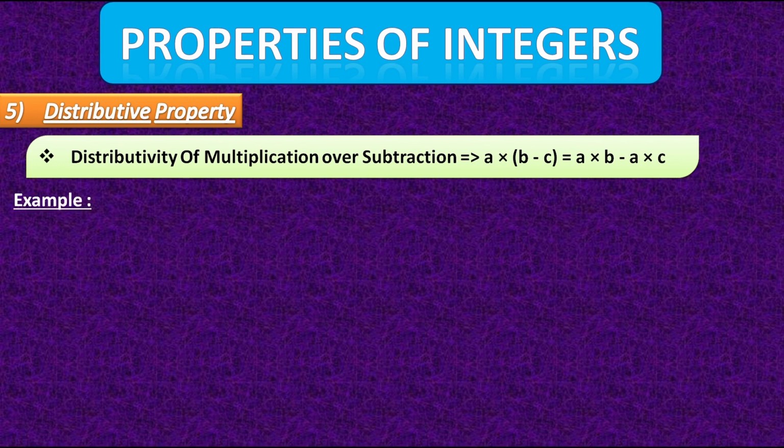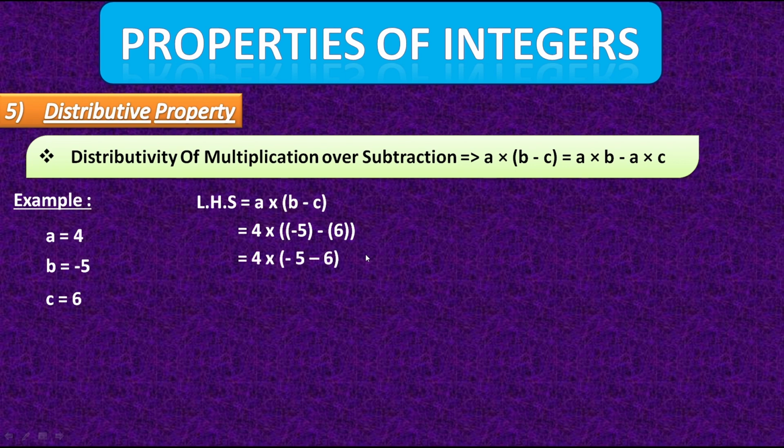Here I am taking the value of A as 4, B as -5 and C as 6. Now let's put these values of A, B, C in the LHS part. Inside the bracket we have a minus sign, so we have to subtract these two numbers, but as we have a minus sign in between, we have to change the sign of the next digit. That is, 6 has a plus sign, that will become a minus sign. So this becomes -5 minus 6. Now both numbers have the same sign, so we have to add. 5 plus 6 is 11 with minus sign.